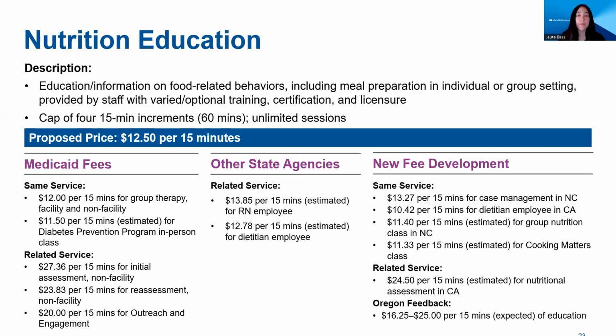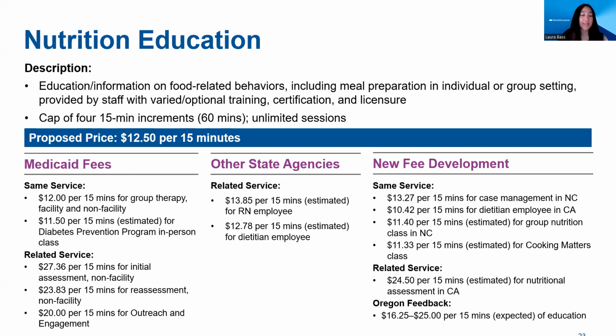And then in the middle section, as noted, we reviewed a statewide survey providing prices for all types of payers by provider type, and we found $13.85 per 15 minutes was a payment for services provided by a registered nurse, and approximately $12.78 per 15 minutes was the payment for services provided by a dietitian employee.